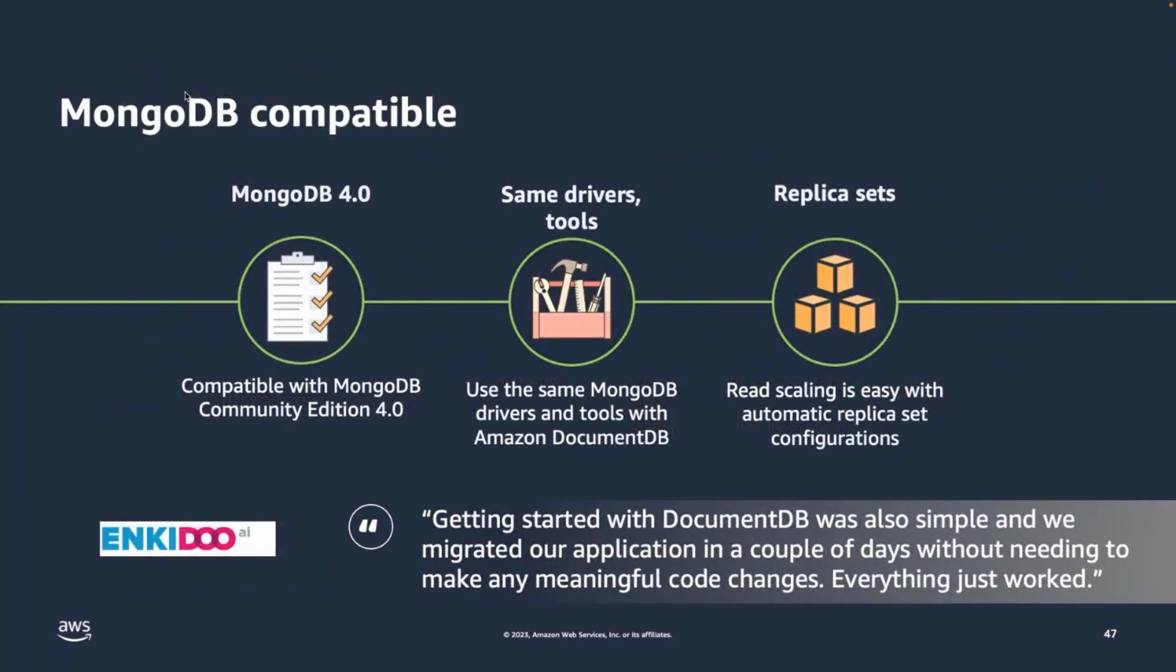When it comes to MongoDB compatibility, we talked a little bit about this up front. We are compatible with the MongoDB Community Edition 4.0. Within the API compatibility, that allows you to oftentimes use the same MongoDB drivers and tools with Amazon DocumentDB with little or no change. Read scaling is easy with automatic replica set configurations. DocumentDB supports replica set emulation, where our clusters appear to your drivers to be a MongoDB replica set, which allows you to use driver configuration to easily scale reads.